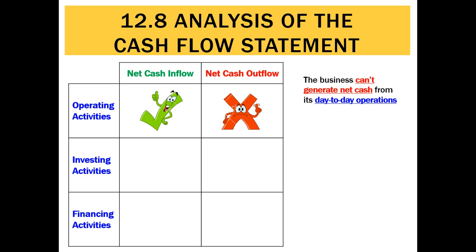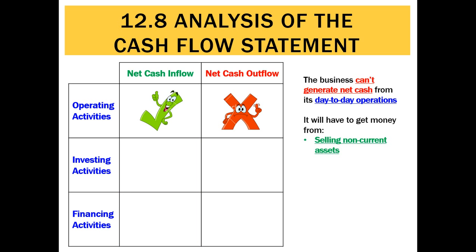Looking at a net cash outflow from operating, is that a good or a bad thing? That's a very, very bad thing. And the reason is the business hasn't been able to generate cash from its day-to-day operations. So if the business can't generate cash from its day-to-day operations, where can it get it from? Well, the only other two sources left are these two. It's either going to have to generate money from investing activities or from its financing activities.